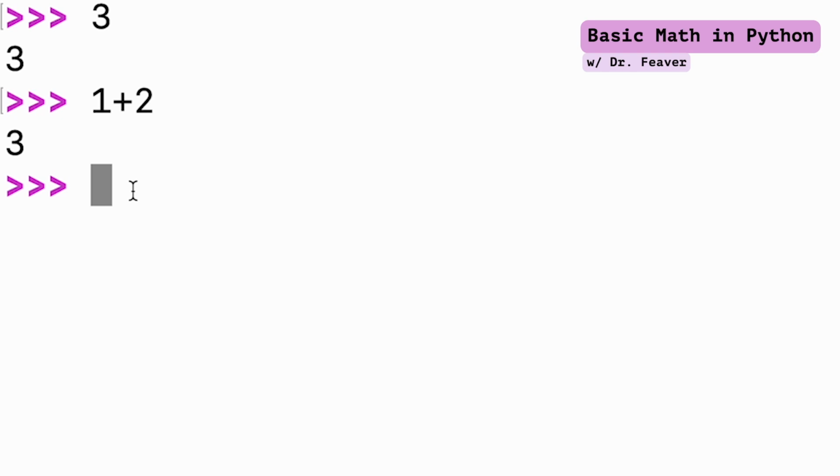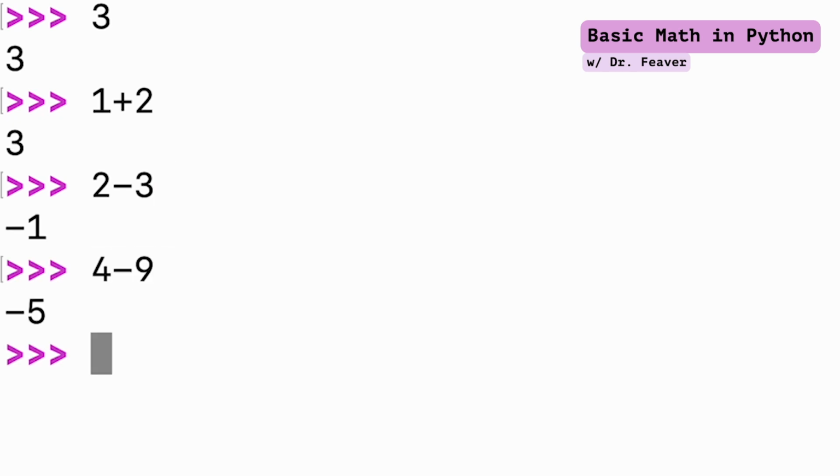So for addition, we use plus. For subtraction, we use minus. So 2 minus 3 gives us -1. 4 minus 9 gives us -5. Division is just a slash. So if I do 9 divided by 4, it gives me the result of 2.25.